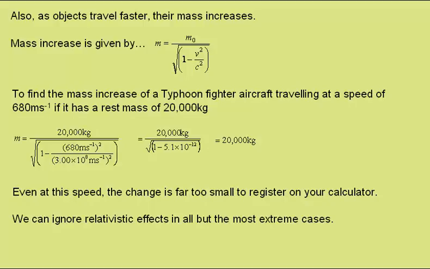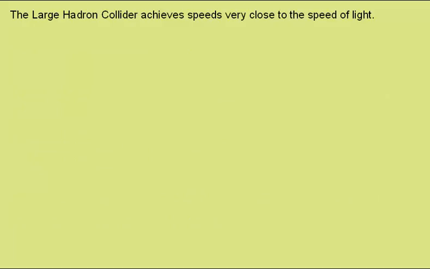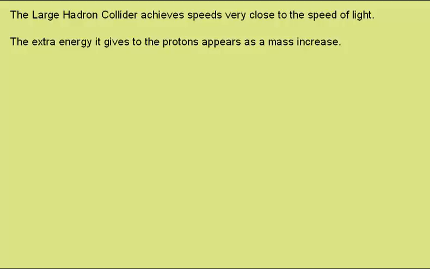This shows us that we can ignore relativistic effects in all but the most extreme of cases. The Large Hadron Collider does achieve speeds very close to the speed of light, so they need to consider relativistic effects. The extra energy it gives to the protons appears as a mass increase, not a speed increase.